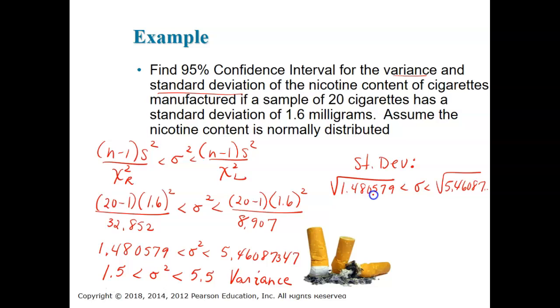Okay, so when I take the square root here, I'm going to get 1.2. And then on this one, I'm going to get 2.3 as my answers. So we would say we are 95% confident that the interval from 1.5 milligrams to 5.5 milligrams actually does contain the true value of the population variance of nicotine content in cigarettes. And you could do a similar statement for standard deviation as well.